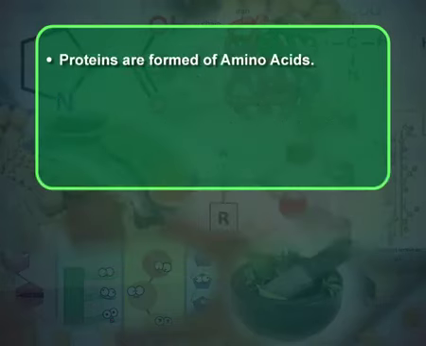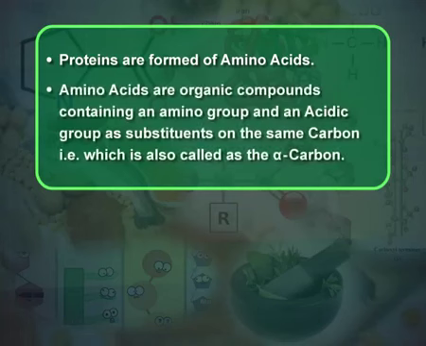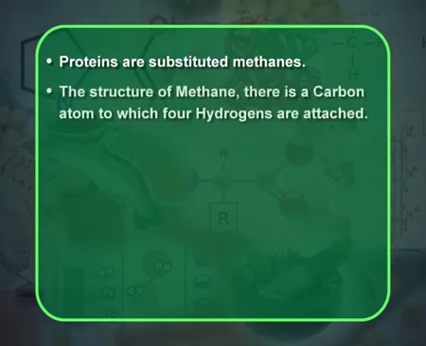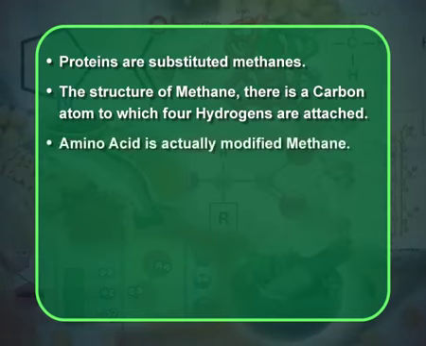Proteins are formed of amino acids. So, amino acids are organic compounds containing an amino group and an acidic group as substituents on the same carbon. This carbon is also known as the alpha carbon. Hence, these amino acids are also called alpha amino acids. Proteins are actually substituted methanes. If we look at the structure of methane, there is a carbon atom to which 4 hydrogens are attached. So, an amino acid is a modified methane molecule.